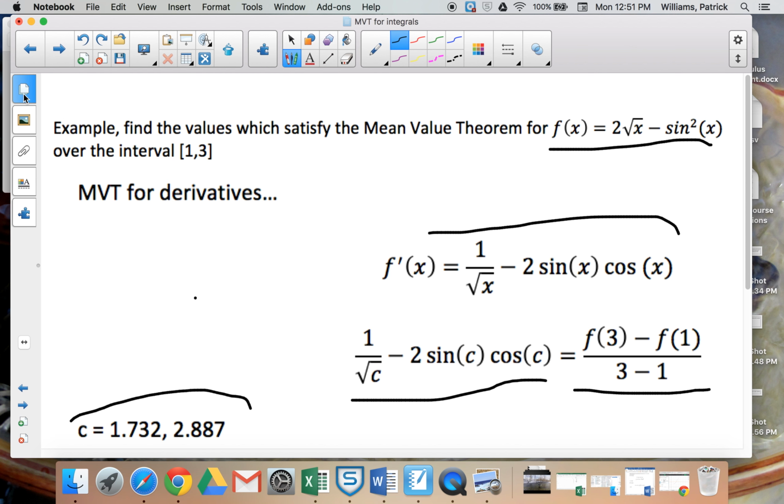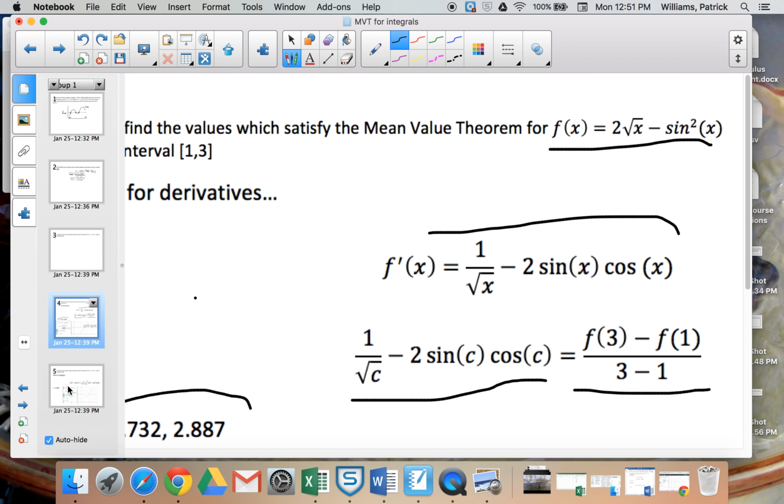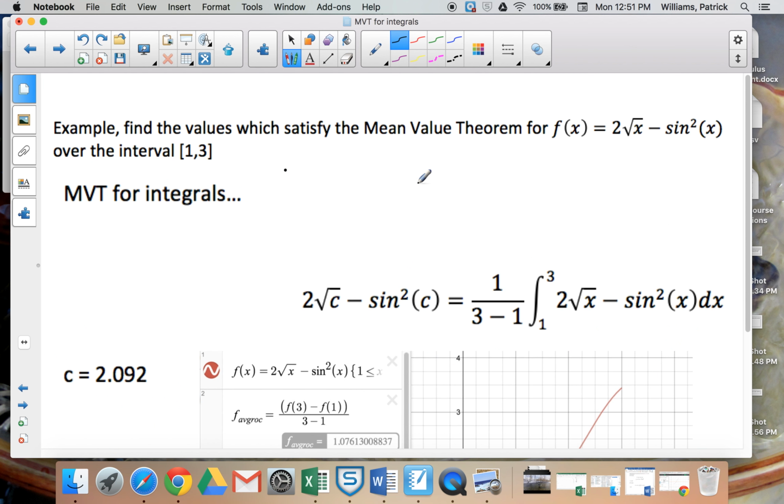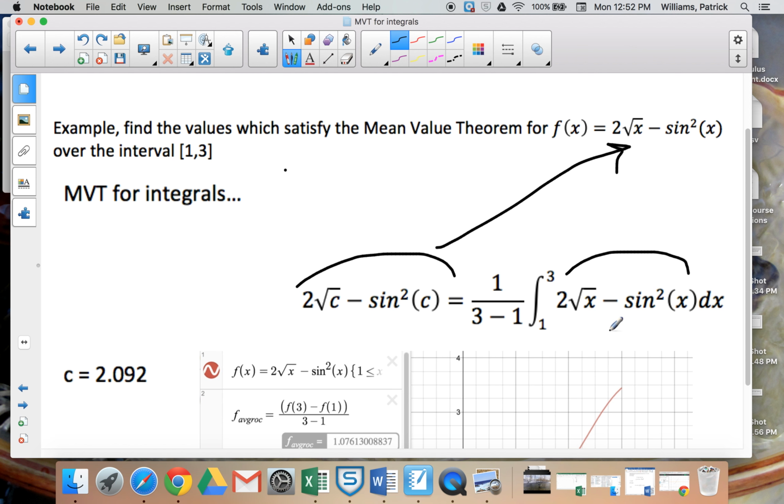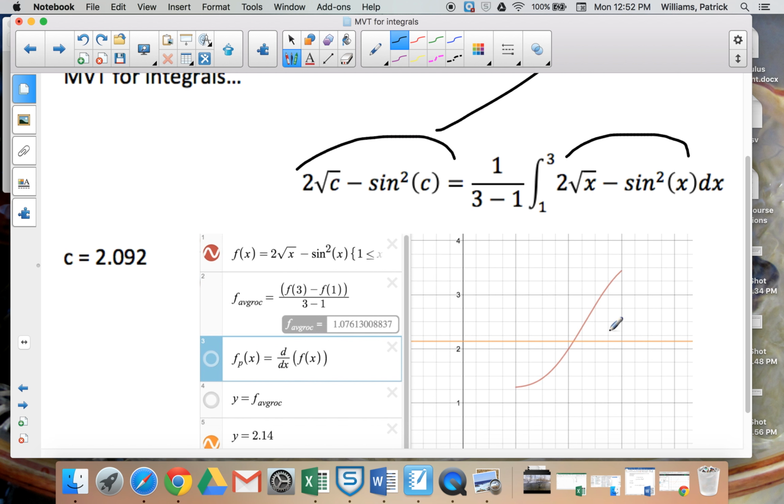So try to do it with the mean value theorem for integrals. All right, so if you tried this one, you'd see what we have to do in this case is set the instantaneous value of the function, where we don't have to have a derivative because we're just looking at the value of the function, equal to the average value of that function. And again, this is an integral we can calculate using fnInt. Down here in this plot, if we do calculate that integral, you should get the value 2.14.